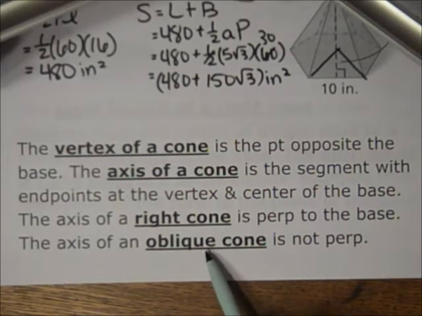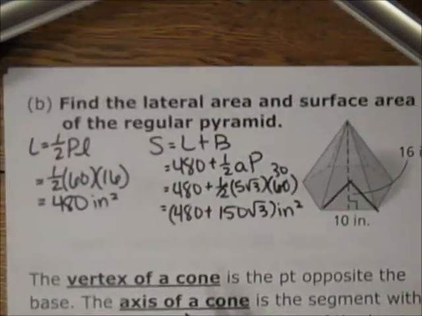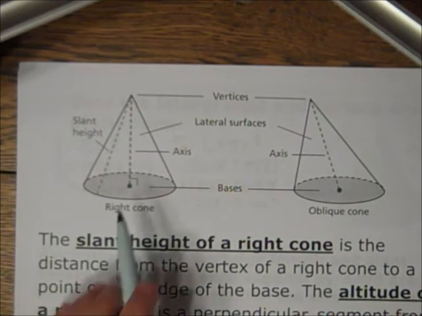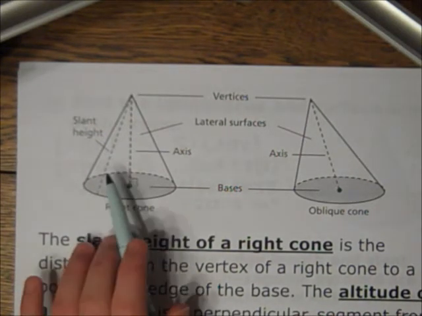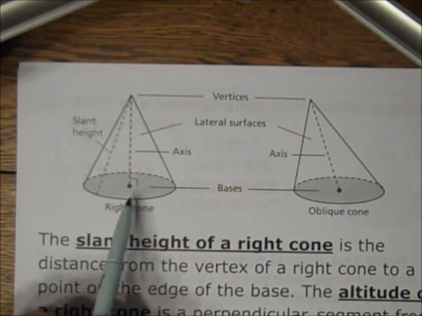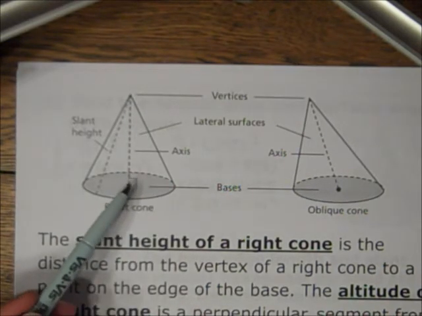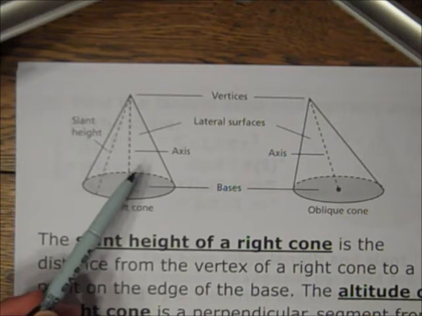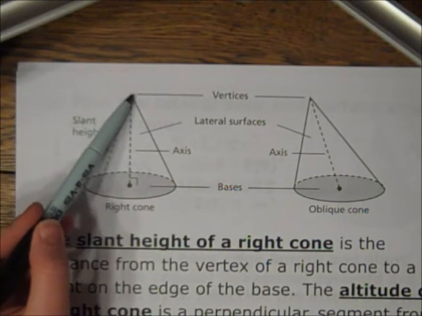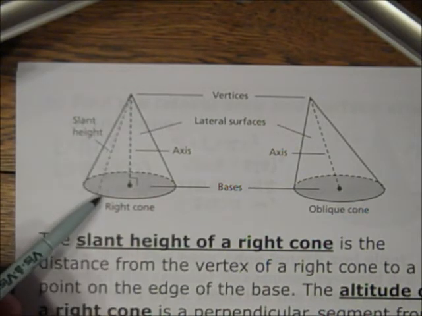If it's an oblique cone, remember that phrase oblique from last lesson, meaning tilted, then it's not going to be perpendicular. Here's your pictures for that. They ended on the other page. So this is the right cone. This is the one we're going to work with the most. So your axis, you see it going from your vertex down to the middle, and it's perpendicular. So that is going to be our altitude, our regular height that we will need to use for volume in a few days. We still have a slant height, which is going from the vertex to the outside.